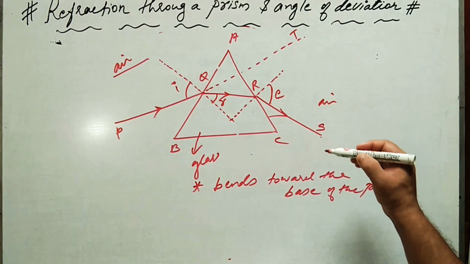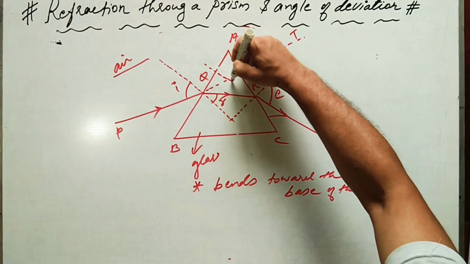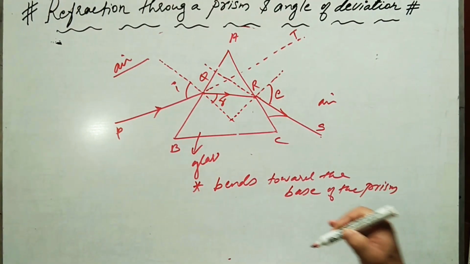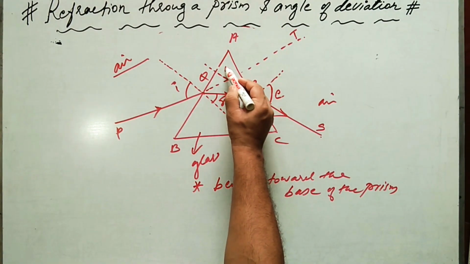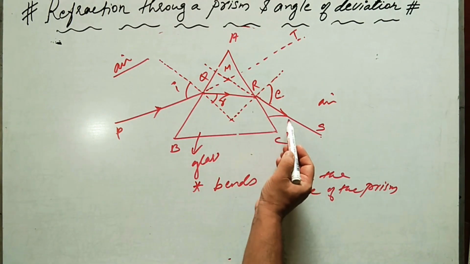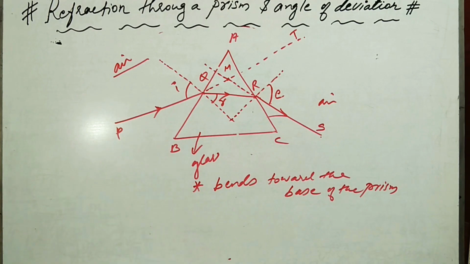How do you find out the meeting point of the emergent ray? Do one thing, just produce the emergent ray backward. Now it is meeting at this point M. When you produce the emergent ray backward, it meets at the point M.